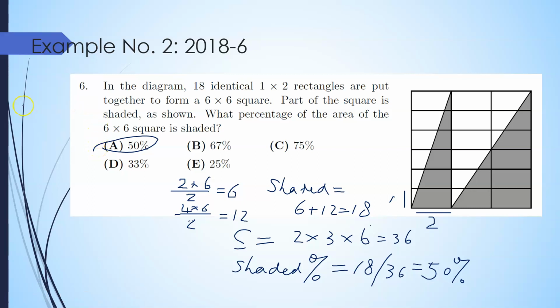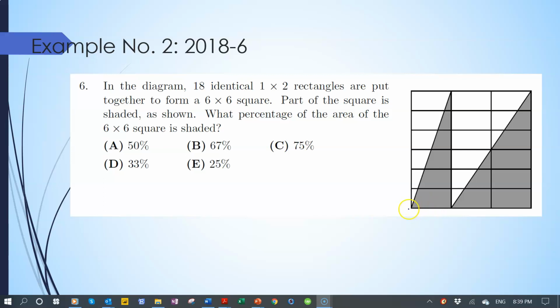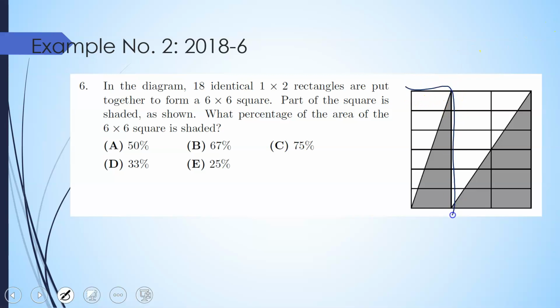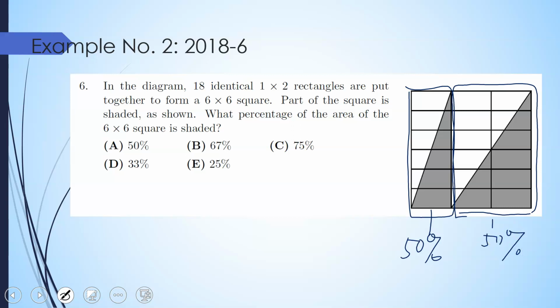So let's see. The shortcut is to look at the first shaded triangle. It is exactly half of the first rectangle. Now let's look at the second triangle. From the graph, we can see it is also half of the second rectangle. When we add them together, it is still half of the total area of the square. So the answer is 50%.